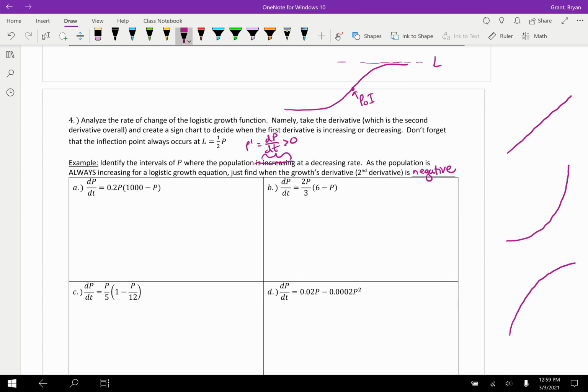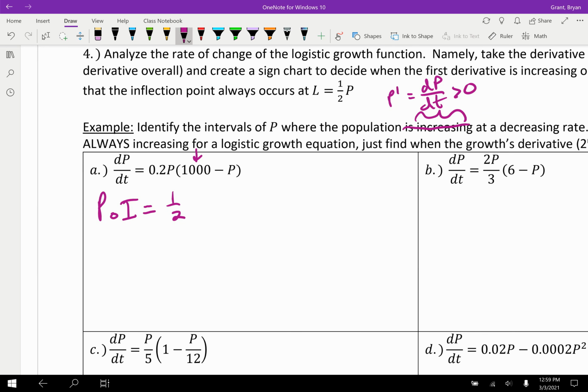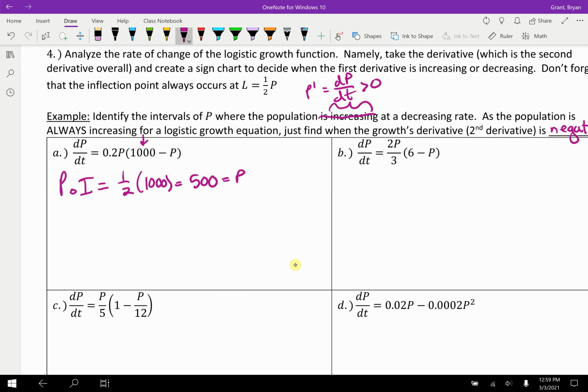Well, we start with the point of inflection, right? We know the point of inflection is half the carrying capacity. Oh, and this one is a different one, isn't it? But the carrying capacity is just 1,000 here. So the point of inflection will occur when P is 500. The carrying capacity is 1,000, so therefore our equation P is increasing at a decreasing rate from 500 to 1,000.